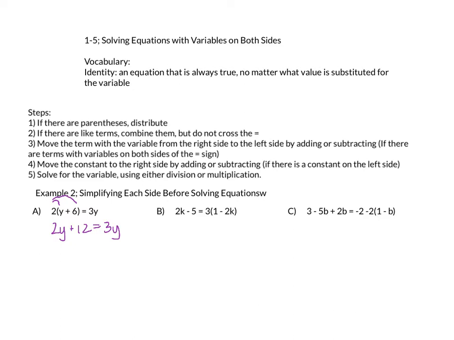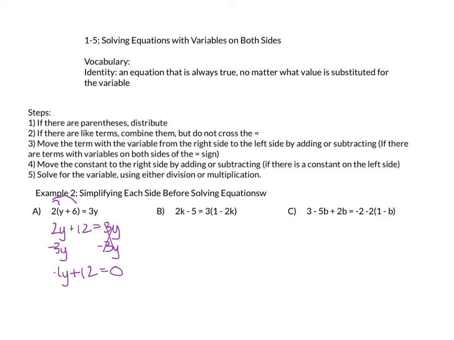The next one says move the variable from the right side to the left side by adding or subtracting. Minus 3y, minus 3y. These cancel, okay? 2y minus 3y is negative 1y plus 12. And actually, we can't just leave the right side of the equal sign with nothing. But 3 minus 3 is 0, so I'm going to replace that with a 0, okay?